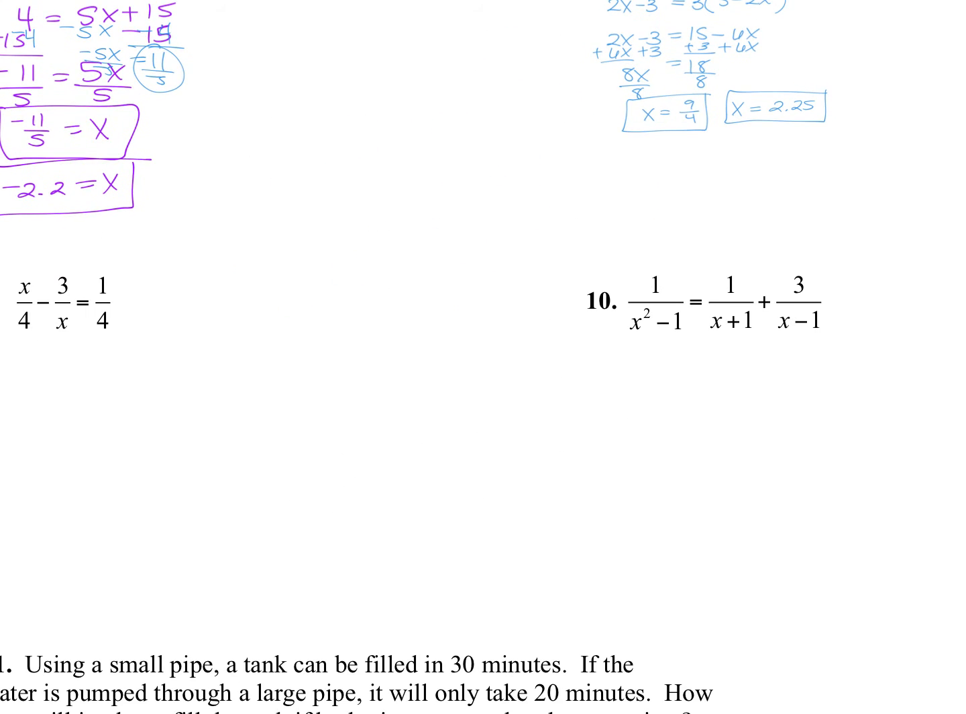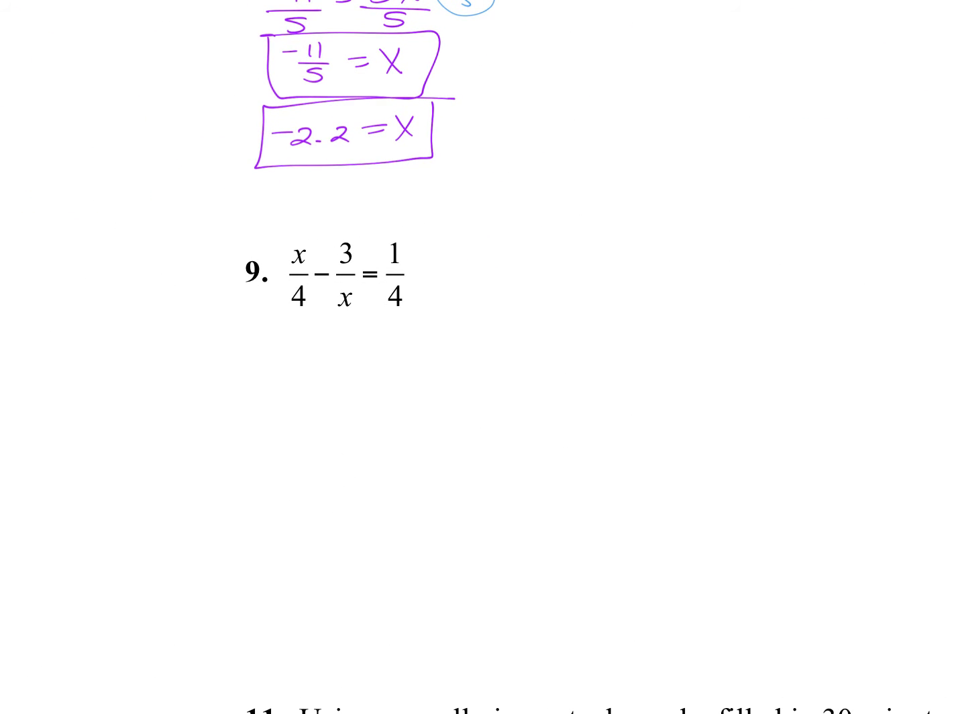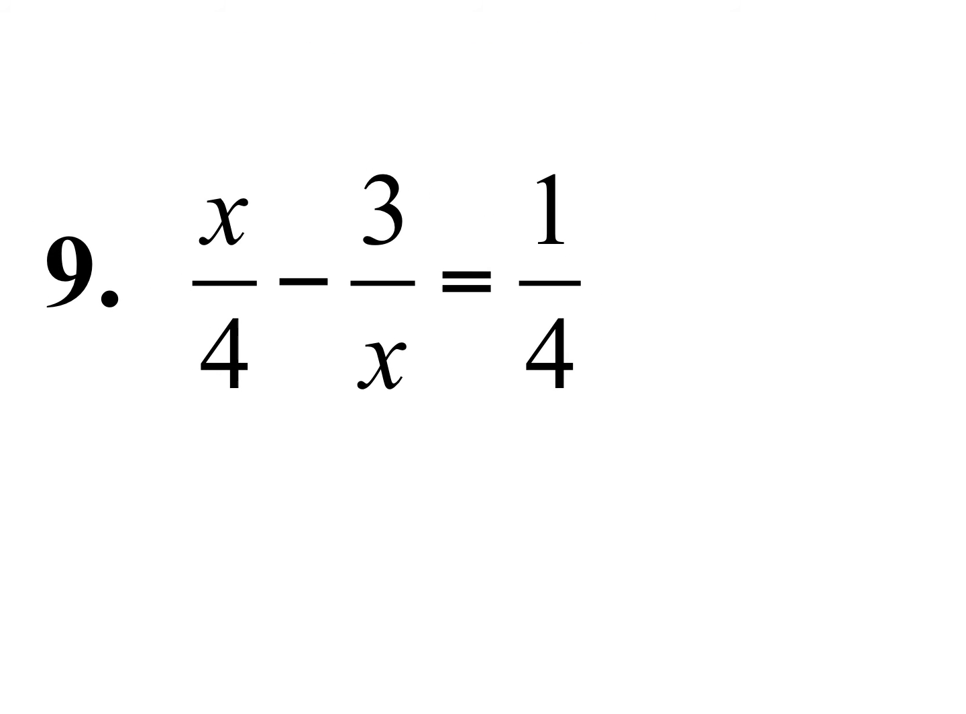Number 9. Okay, so can you cross multiply this? No. If there is a plus or minus and an equal sign, you can't cross multiply. There's too much information there. So instead, what do we do? Find the least common denominator, which would be what right now? 4x, and multiply everything by it.